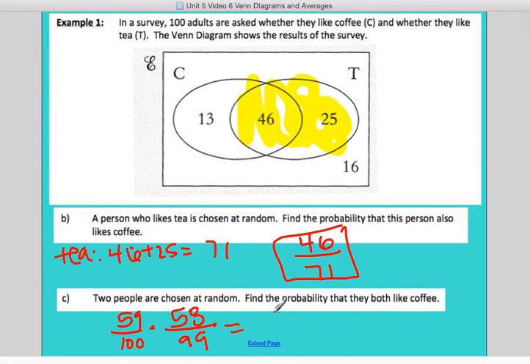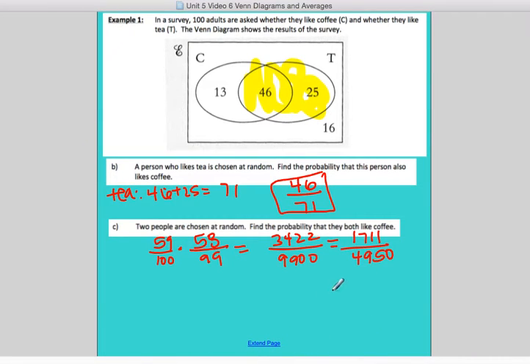If I multiply this out, I get 3,422 over 9,900. And if I reduce that, it's 1,711 over 4,950, okay? So it could be that as a reduced fraction or 0.346. And the ones from part A and B you could put as decimals if you wanted to as well. That is up to you. Okay, so that is our Venn diagrams.